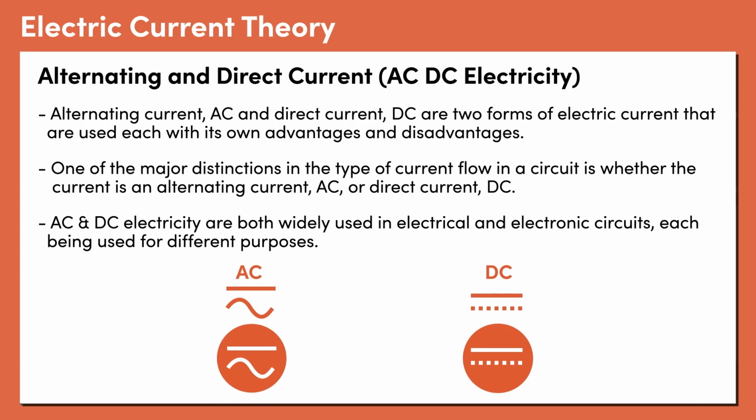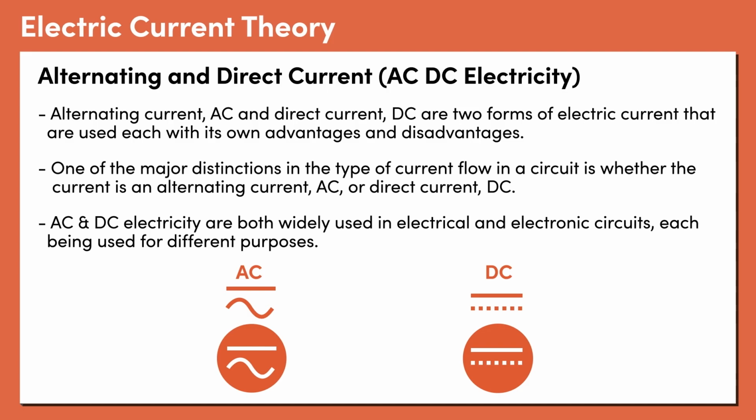Alternating and direct current. Alternating current, AC, and direct current, DC, are two forms of electric current that are used, each with its own advantages and disadvantages. Deciding AC versus DC depends on the application and properties of AC and DC.